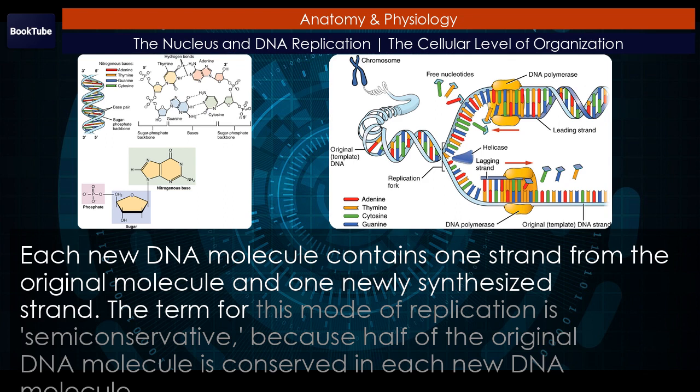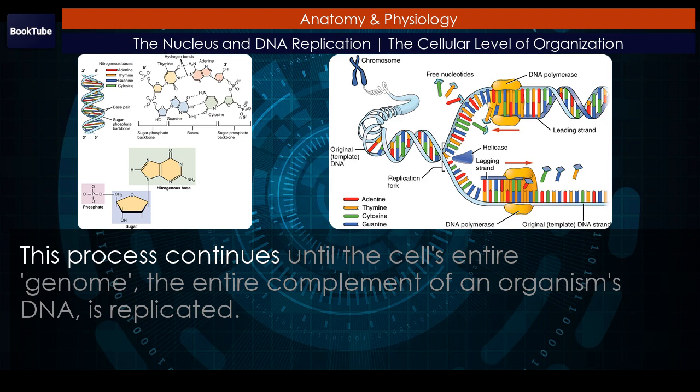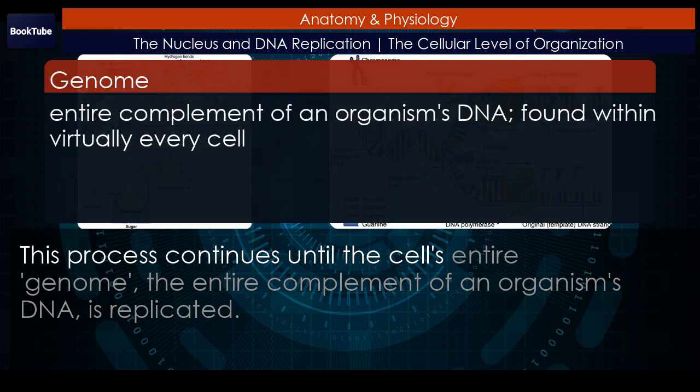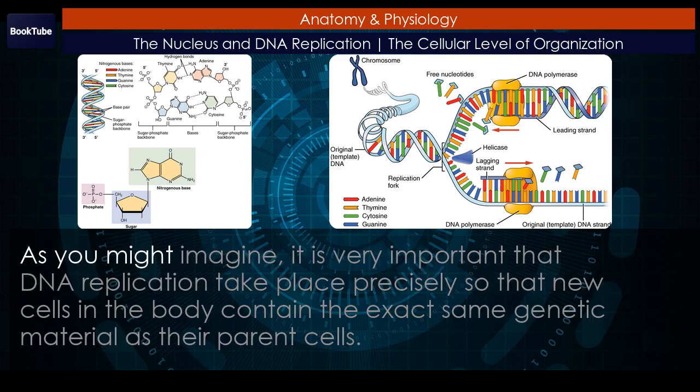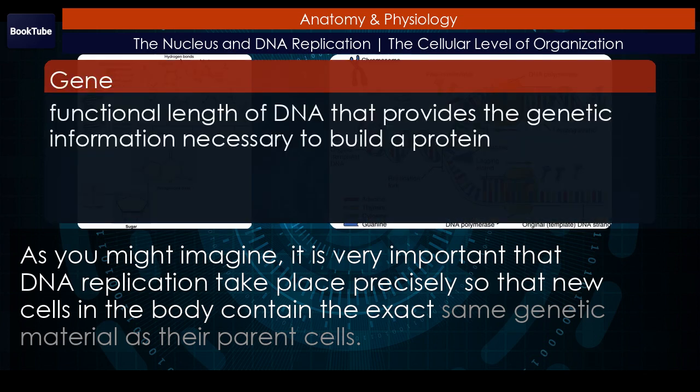The term for this mode of replication is semi-conservative, because half of the original DNA molecule is conserved in each new DNA molecule. This process continues until the cell's entire genome, the entire complement of an organism's DNA, is replicated. As you might imagine, it is very important that DNA replication take place precisely so that new cells in the body contain the exact same genetic material as their parent cells.